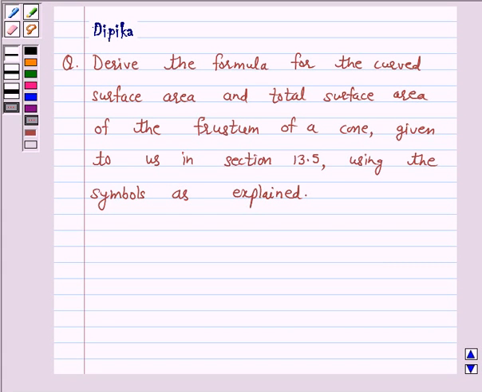I am Deepika here. Let's discuss the question which says, derive the formula for the curved surface area and total surface area of the frustum of a cone given to us in section 13.5 using the symbols as explained. Now, in section 13.5, there was the removal of a smaller right circular cone by cutting the given cone by a plane parallel to its base. So let's start the solution.